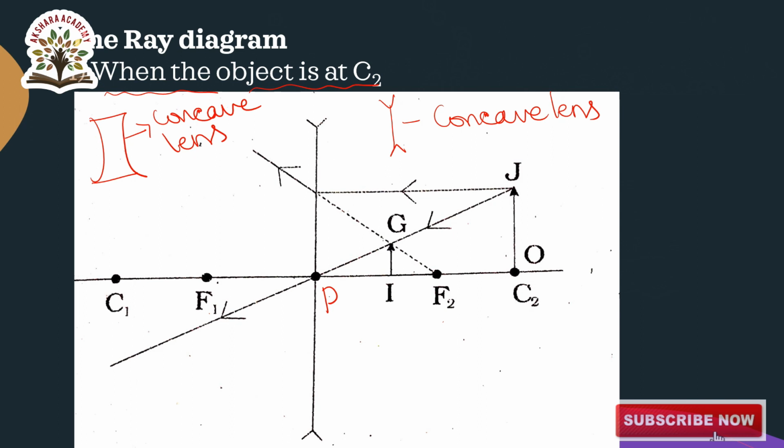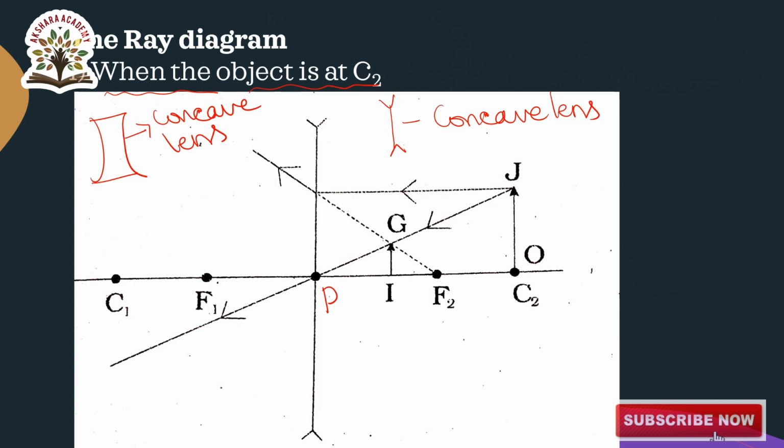Now we place the object at C2. One ray is parallel to the principal axis and appears to be passing through focus. The other ray, which is passing through the optic center, is undeviated. These two rays meet at this point. This is the image. So the image is formed between optic center and focus. The image is virtual, erect and diminished, nothing but small. Okay, this is the first case.